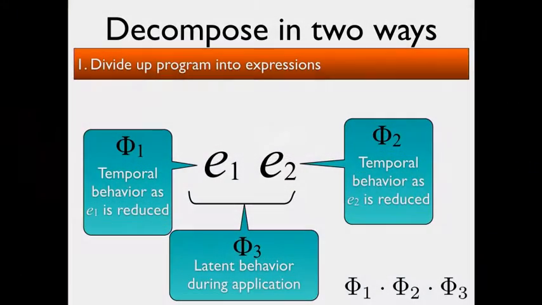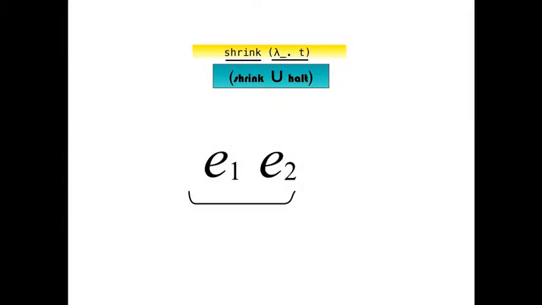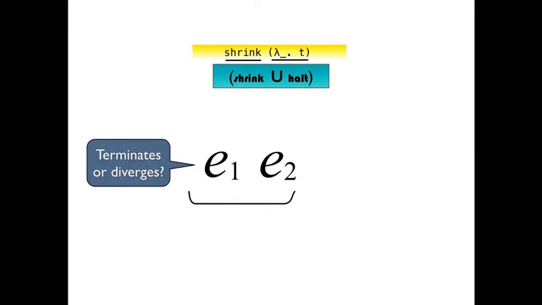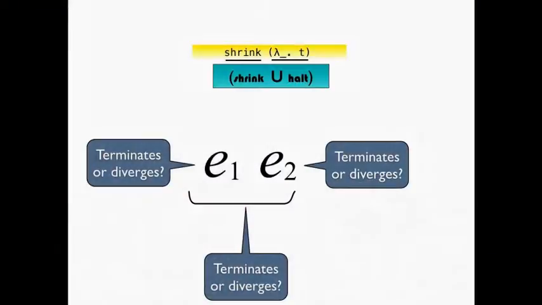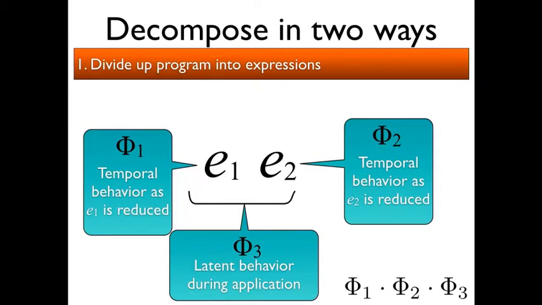Okay. So the issue here is, go back a slide. Again, we don't know whether or not E1 or E2 are going to terminate or diverge, and moreover, whether the application of E1 to E2 is going to terminate or diverge. The way that we address this problem has two decompositions to it. The first one is super obvious and should be no surprise to anyone here: divide up the program into expressions. This is the standard type systems approach.